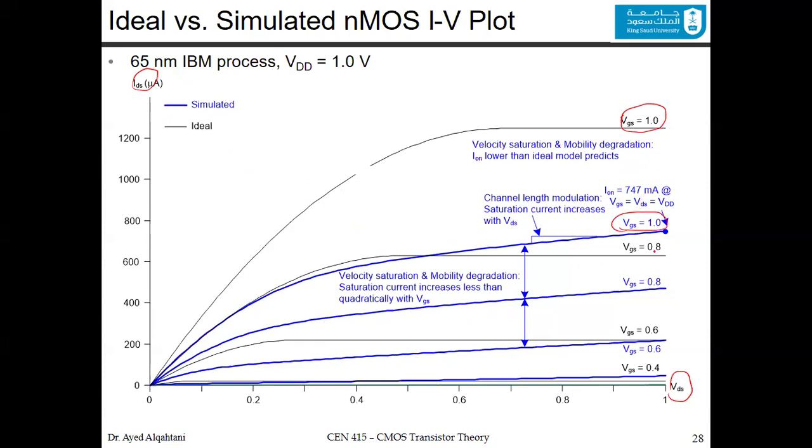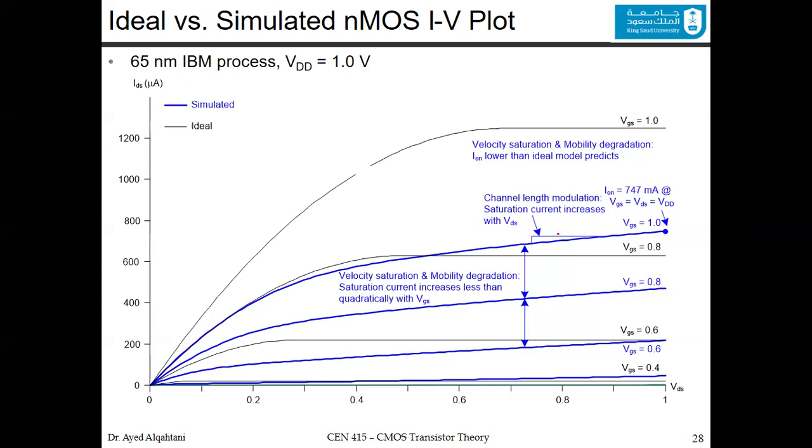If you want to compare also 0.8 or 0.6 or any other value, you can see that there is a strong drop because of what we discussed. Some of them are mentioned here in the figure: the velocity saturation and the mobility degradation make the ION lower than the ideal model predicts. Also, with velocity saturation and mobility degradation, the saturation current increases less than quadratically with the VGS. So it's quite a reduction, which is surprising to you now in the non-ideal case.